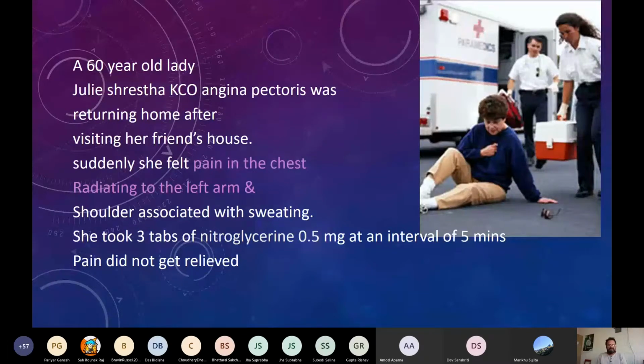I have been telling you that MI is one of the worst, the worst complication of ischemic heart disease. So I told you previously that there are stages of this ischemic heart disease.